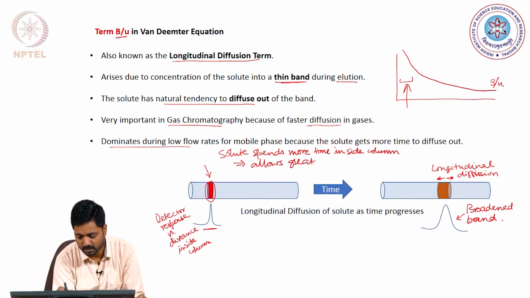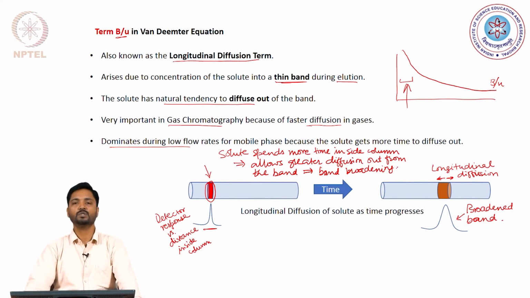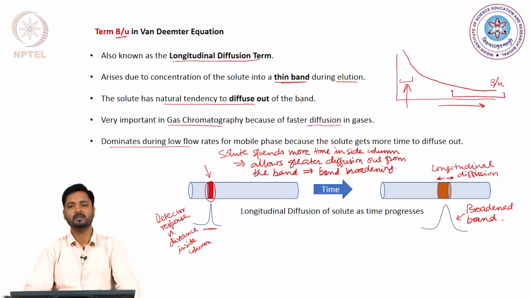and when such a solute gets more time to spend inside the column, it allows greater diffusion out from the band, and hence increased band broadening. So, one very straightforward way to reduce the B by U term is to have the chromatographic process happening at high flow rates of the mobile phase, which is this regime where the B by U term is minimal.